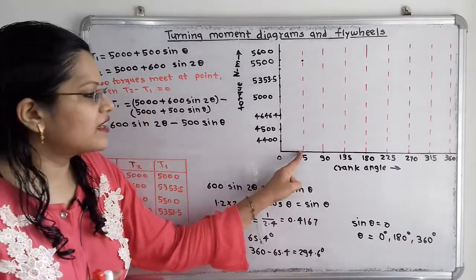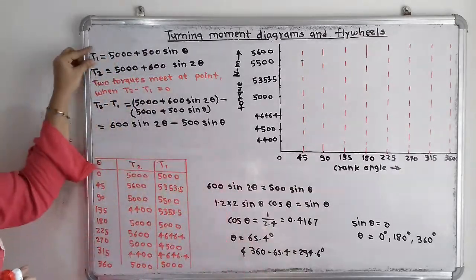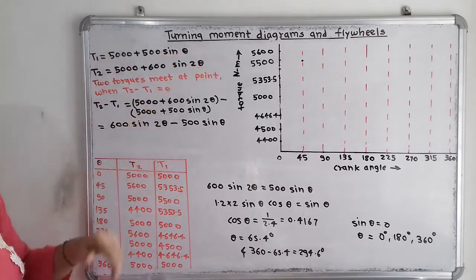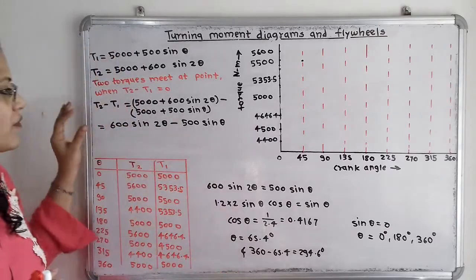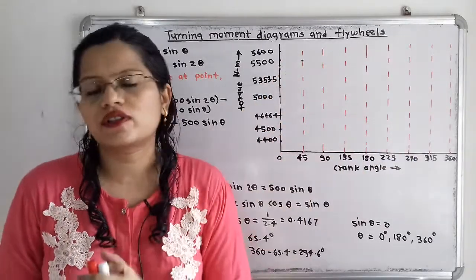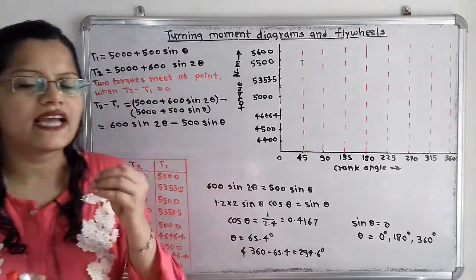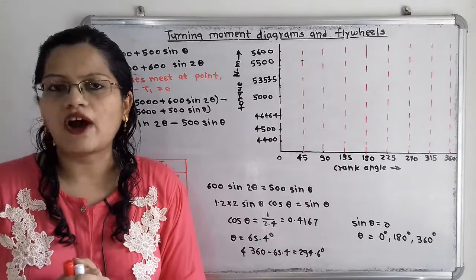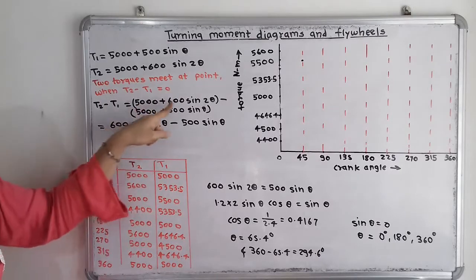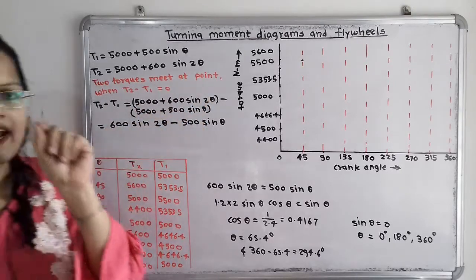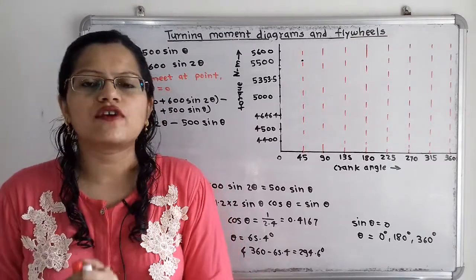Now at these different angles, what is the value of torque for the first equation as well as the second equation that we have to plot? If we calculate those values of torques, then we can easily draw the curve for these two equations. Now we can also find out the points at which these two torques meet. How to find out? When T2 minus T1 is equal to 0, then if we calculate the angle theta, at that angle theta these two torques meet at a point, or we can say the point of intersection of these two torques.